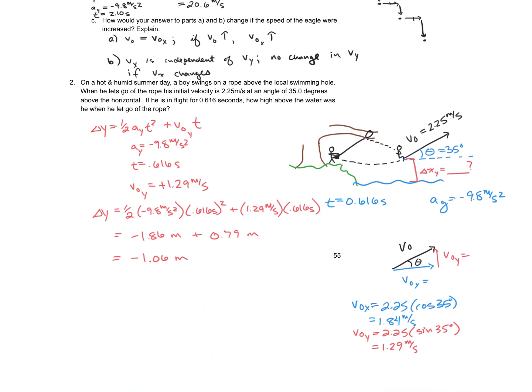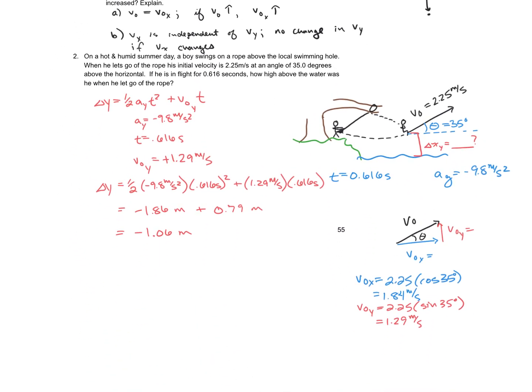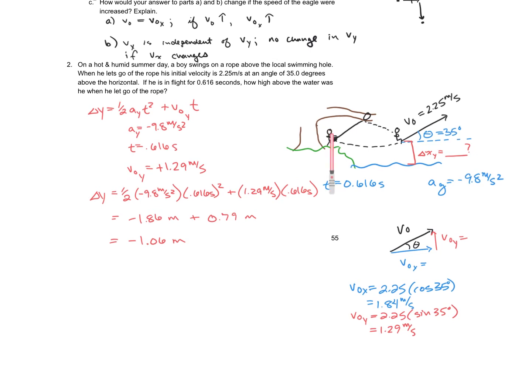Okay, question 2 is about a rope swing. So this kid's on a swing, and he's going to go over the swimming hole, so he swings from the tree. So he lets go of the rope, and at that instant, he has a velocity of 2.25 meters per second at this angle above the horizontal. So whether the horizontal is down here or if you make a parallel line up here, it's going to be 35 degrees. So if you projected that backwards, this angle would be 35 degrees.